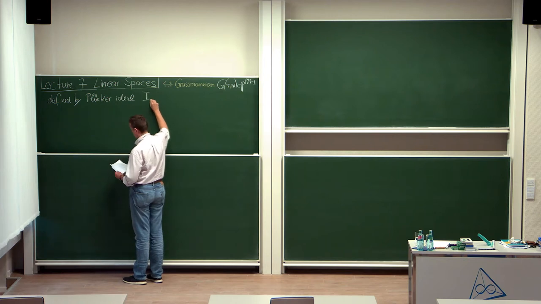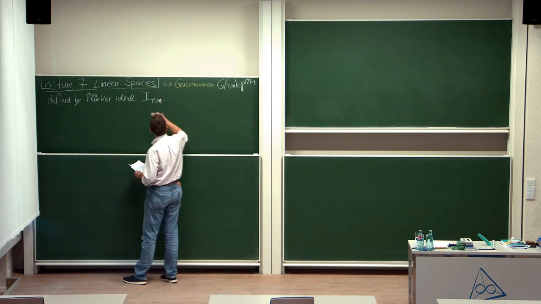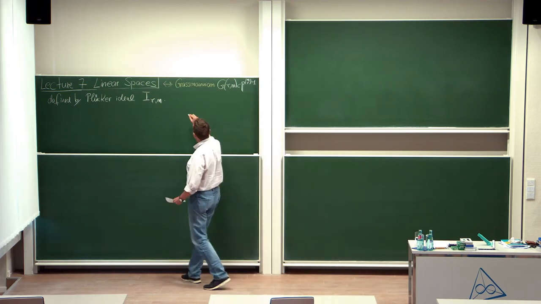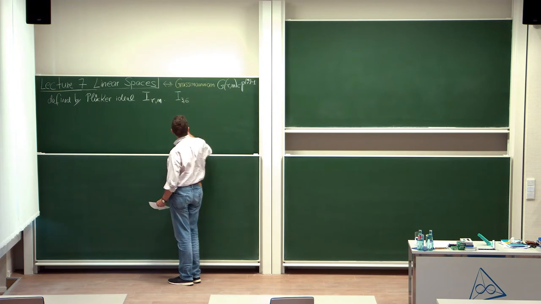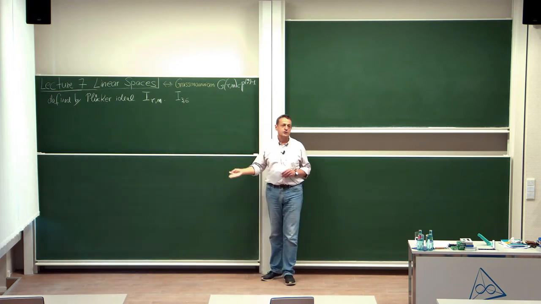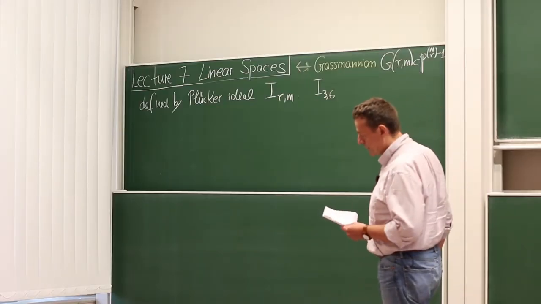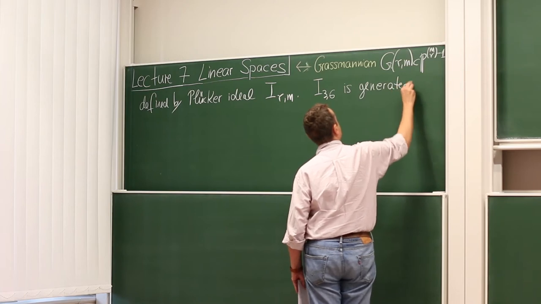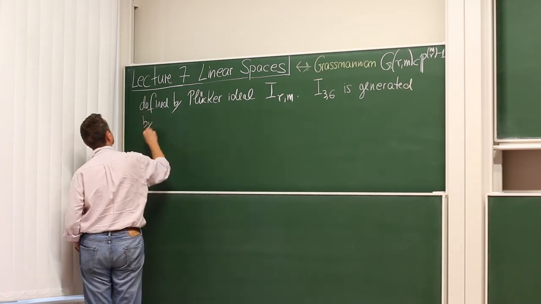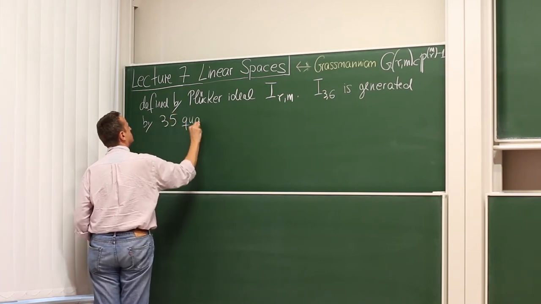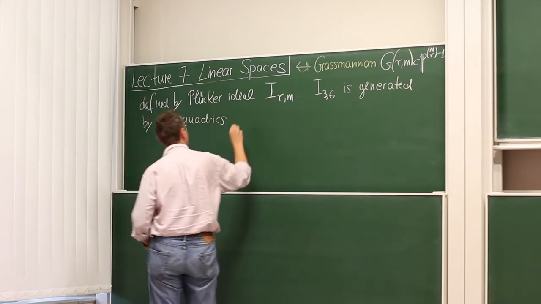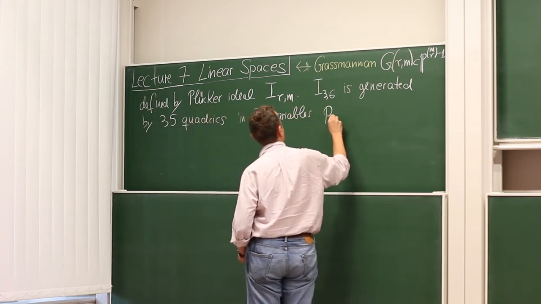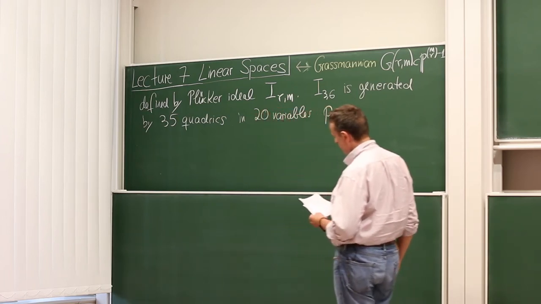Which I'll denote by I_{R,M}. So this is in a polynomial ring, and M choose R unknowns, the Plücker coordinates. And just to show an example, the case 3-6 is interesting. So this is the Grassmannian of three-dimensional vector subspaces of an ambient six-dimensional vector space. And the Plücker ideal in this case is generated by 35 quadrics. Quadratic relations in the 20 variables. 20 is 6 choose 3, which are denoted P_IJK for Plücker.